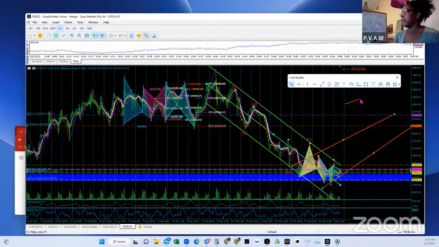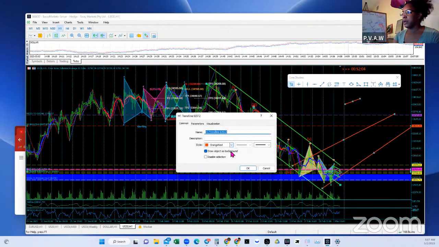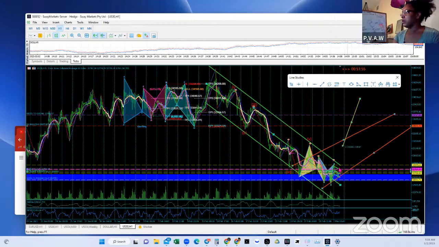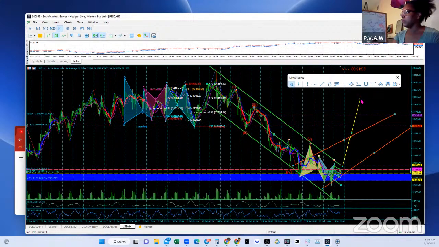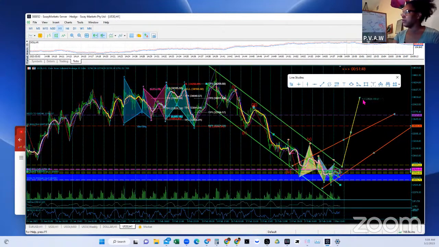So let me change the color of this. Let's make it yellow for now. Yeah, I like my yellow. So what the market can do, we can end up coming back up, retest this area, right? Retest this area somewhere up in here. We can come back.